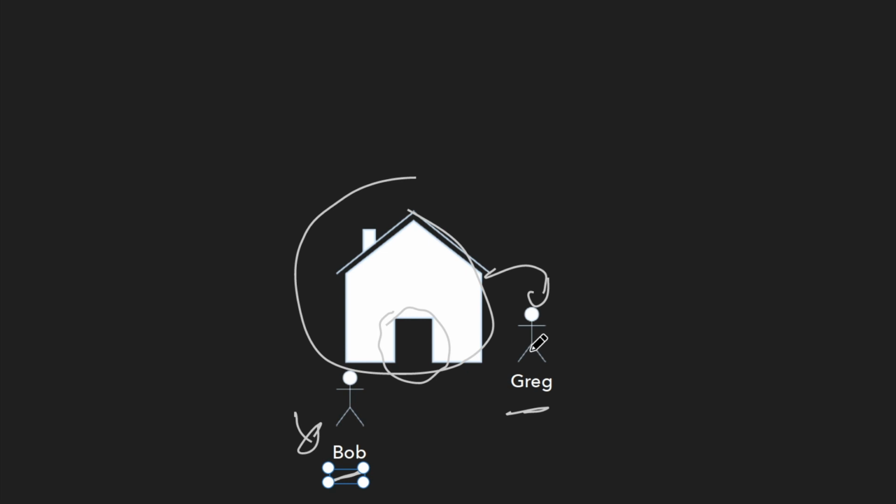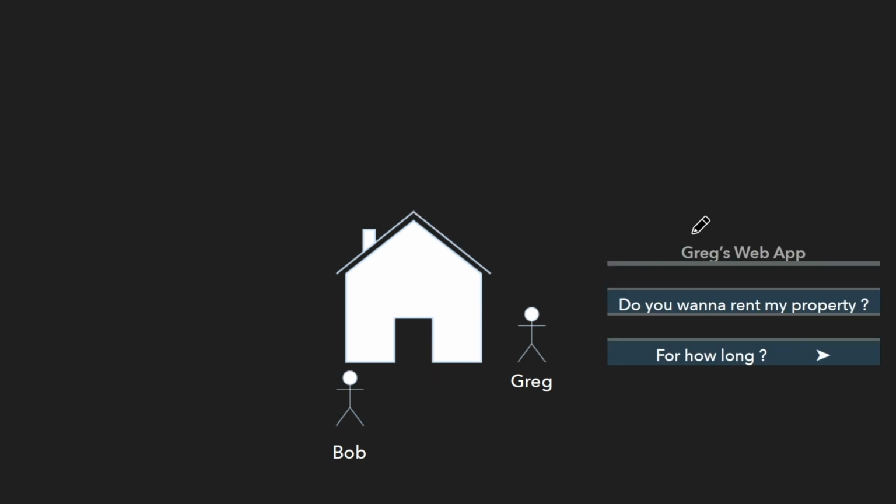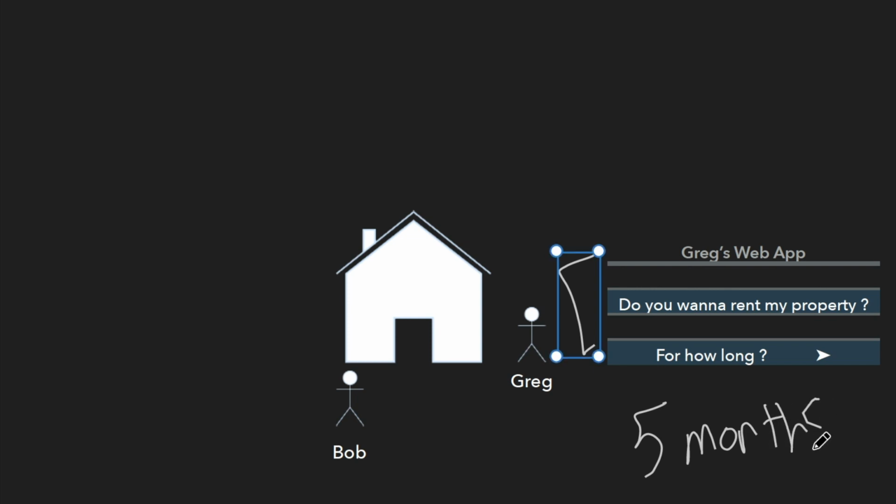So in order for that to happen, Greg is building this sophisticated web application with this sophisticated UI, and it asks if you want to rent his properties, and for how long. Then Bob, for instance, is gonna say I want to rent that property for 5 months, and Bob is gonna be authorized to use that house for those 5 months. So he's gonna be able to open that door for 5 months, and when those 5 months end, he's not gonna be able to use that house.